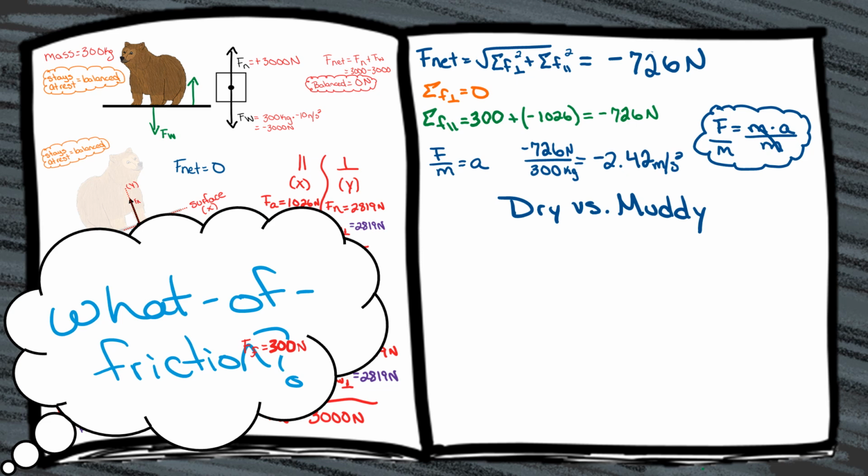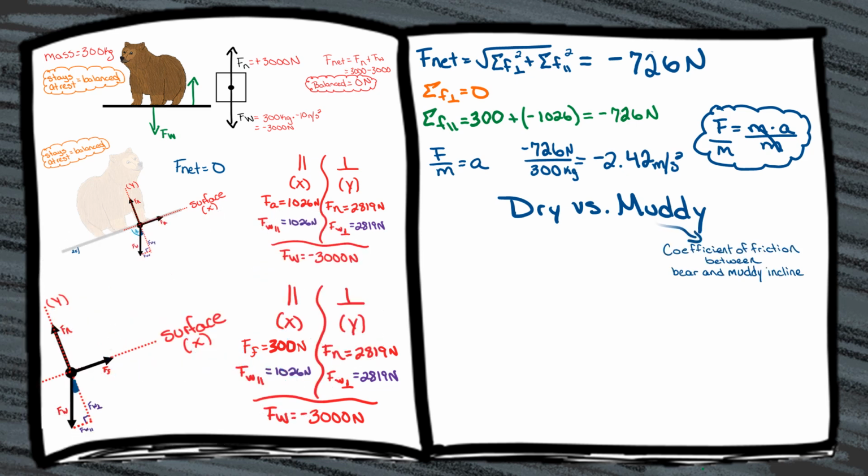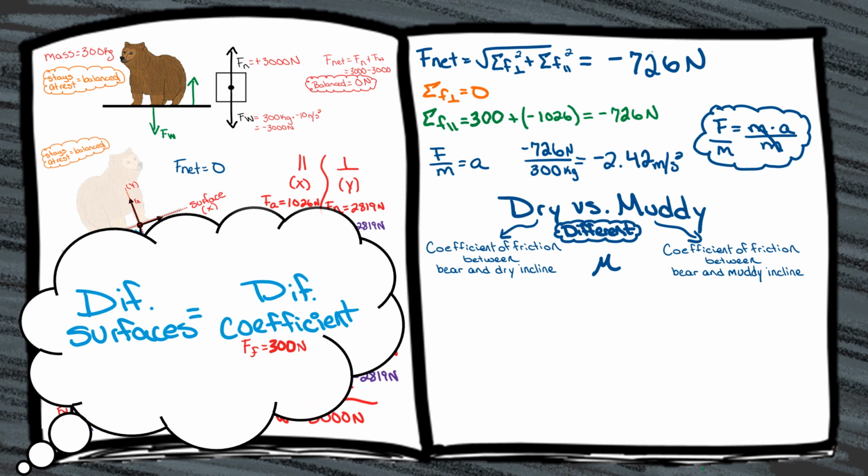Yes, Alex, the coefficient of friction between the bear and the muddy incline would be different to that of the coefficient of friction between the bear and the dry incline. Basically, the coefficient of friction is a way that we measure how much friction exists between two surfaces, and we use the symbol mu to represent this value. Exactly, Alex. Since the surface of the incline changed, the coefficient of friction would be expected to change as well.